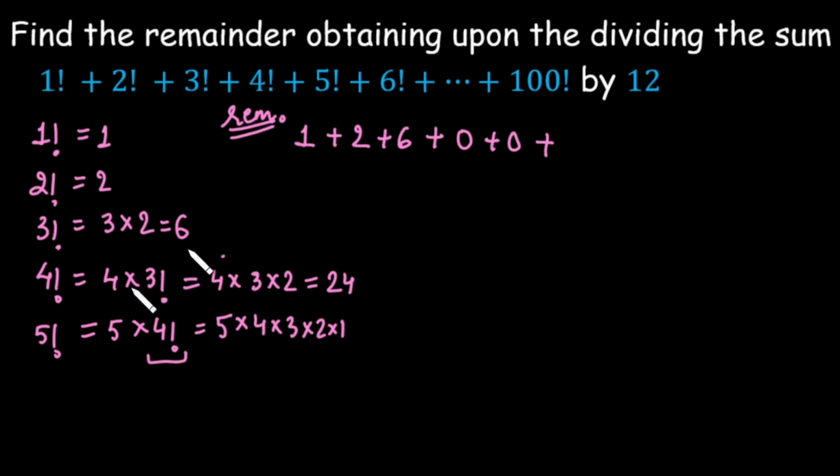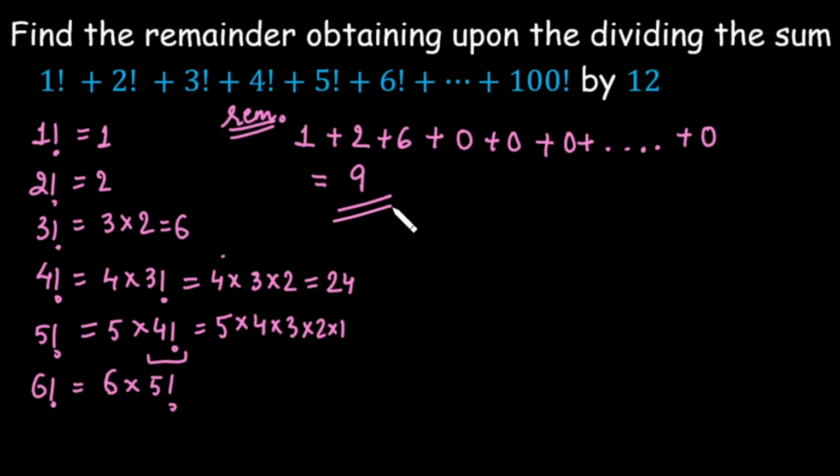Similarly for 6 factorial, 6 factorial can be written as 6 into 5 factorial. As 5 factorial is exactly divisible by 12, as the remainder we are getting 0, it means 6 factorial is also divisible by 12. It means the rest of the factorials when divided by 12, the remainders are 0. So overall sum in this case we have 9. And 9 is not divisible by 12 and it is also less than 12. So we can say that when this number is divided by 12, the remainder is 9.